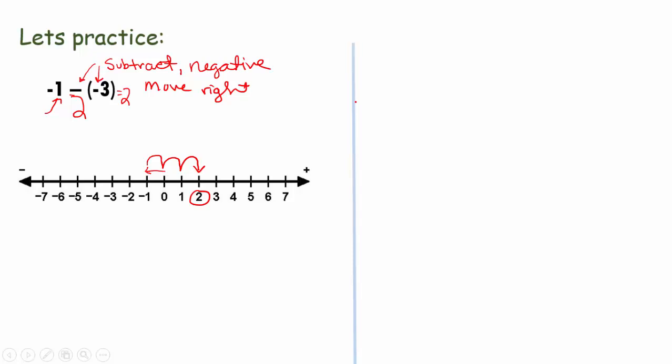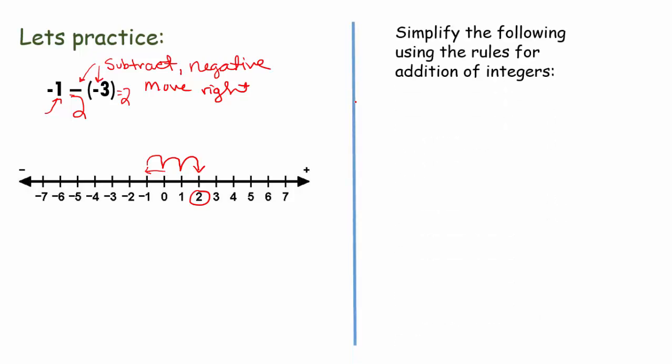Now, let's compare that to using our rules for addition. Subtracting a negative. Is subtracting the negative the same as adding a positive? So again, we start with our -1. But now, instead of subtracting a -3, we're going to add a +3 and see if at the end of the day, -1 minus a -3 is actually the same as -1 plus a +3.